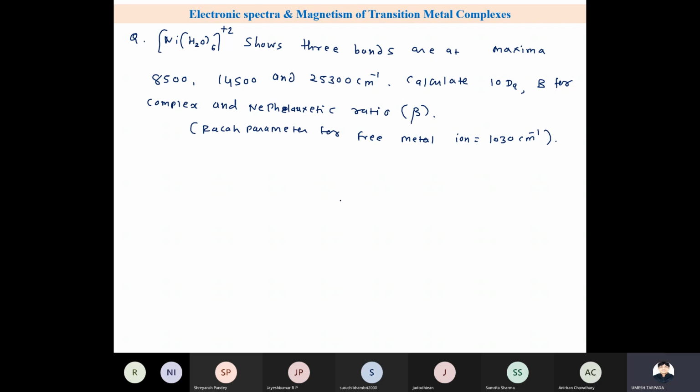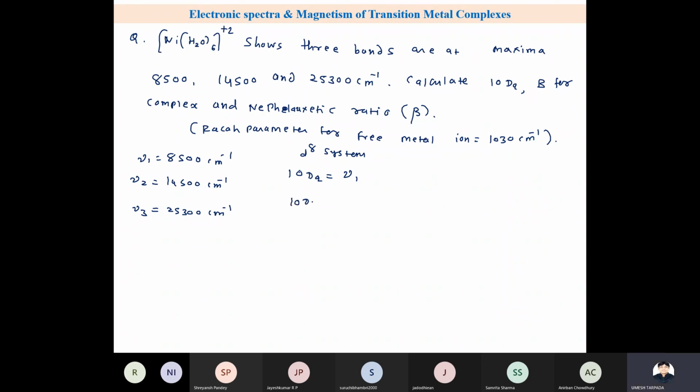कैसे calculate करेंगे? चलो. What is given first? What is न्यू 1? 8500 centimeter inverse. न्यू 2 is 14500. न्यू 3 is 25300 centimeter inverse. What is 10 DQ first? न्यू 1, because this is D8 system. So न्यू 1 is 10 DQ.